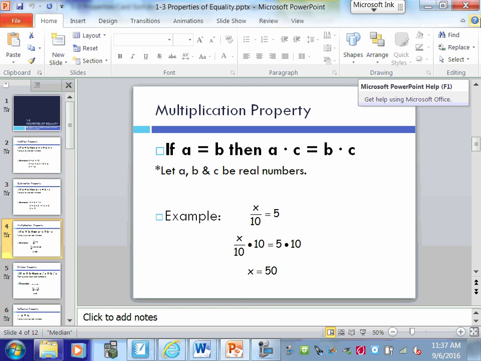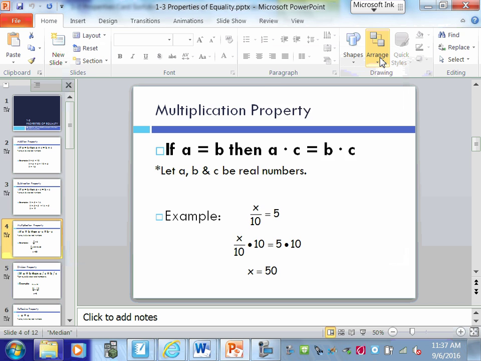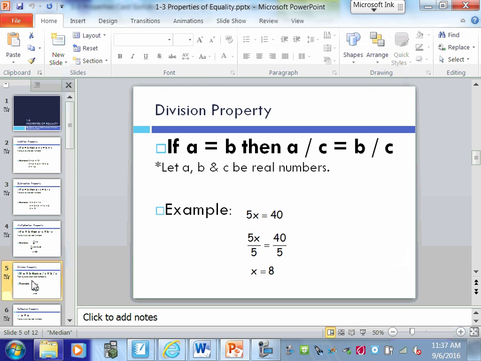These are all the properties of equality. These are all the properties that make the equation still equal. Remember, if you do something to one side, then alright, there we go. For division, same thing, just divide the same thing on both sides, and the equation is still equal.